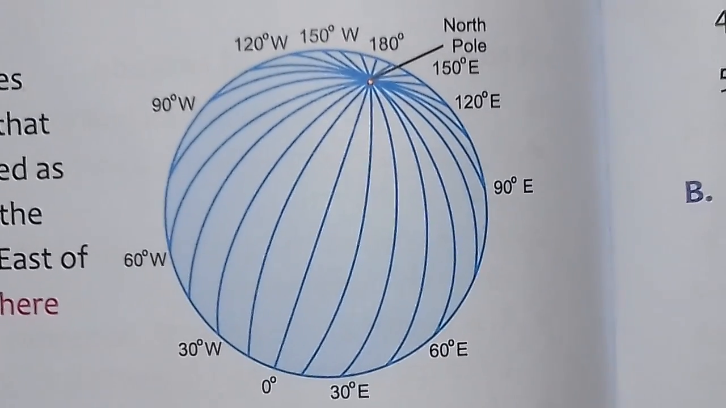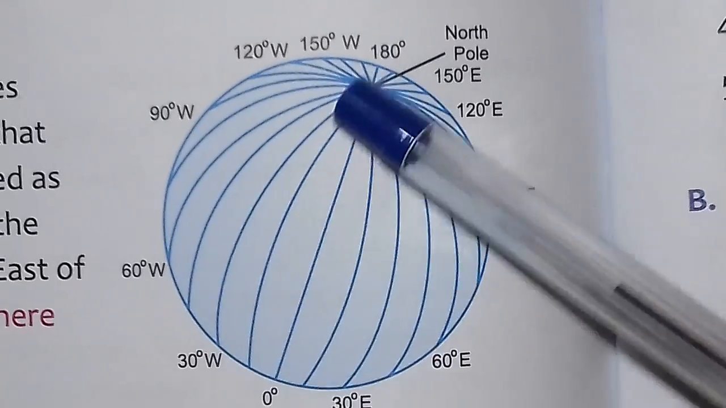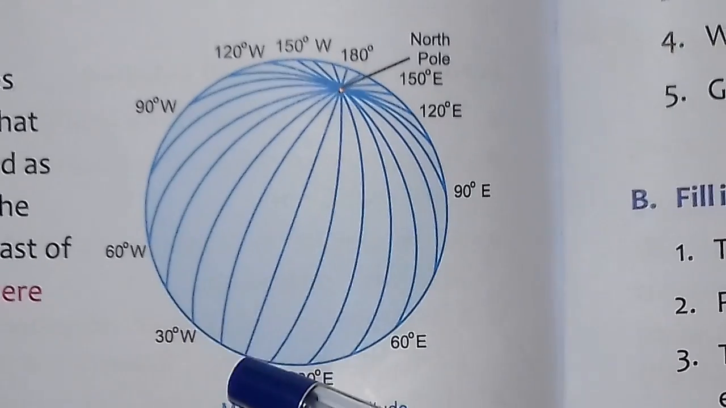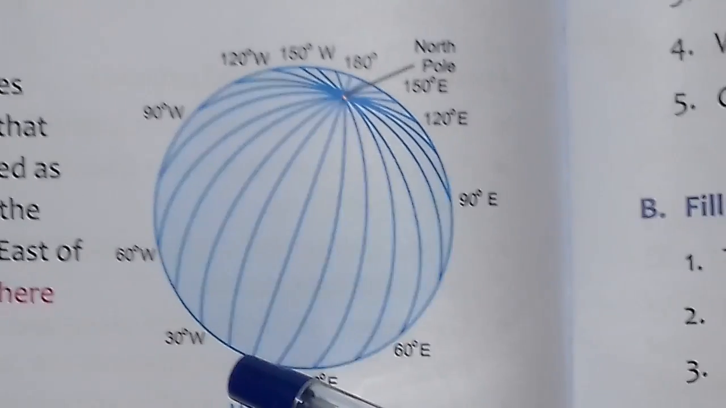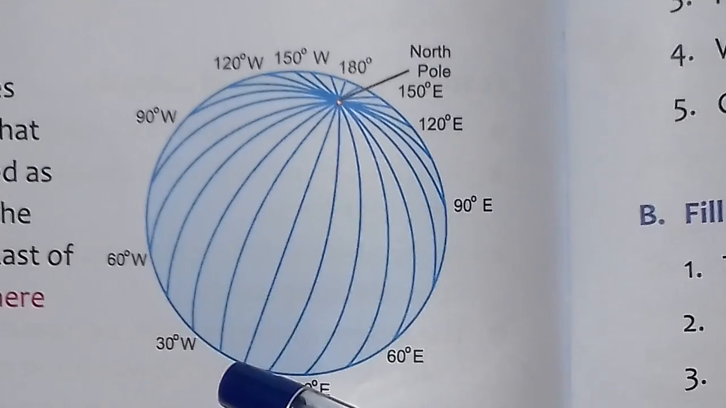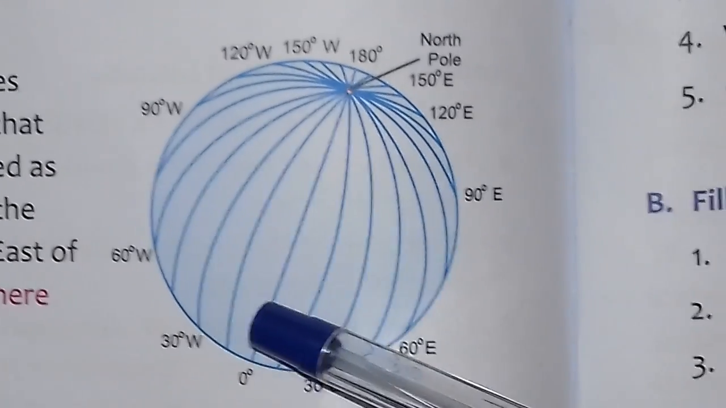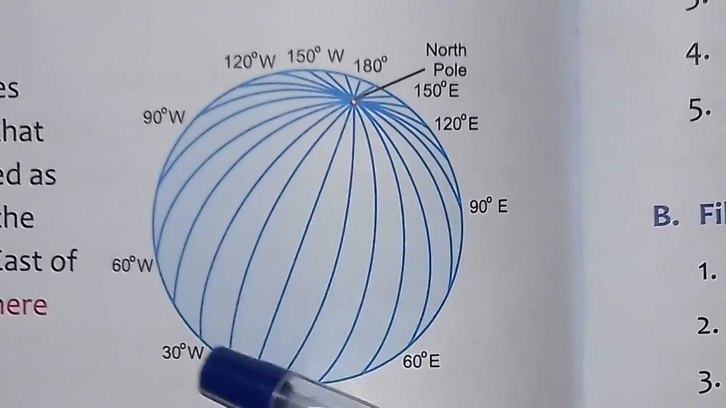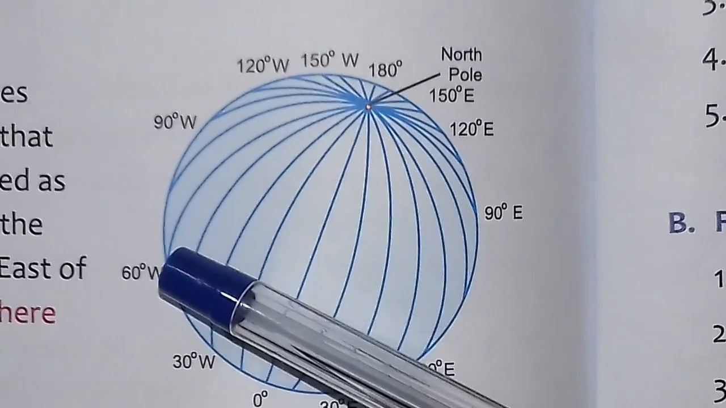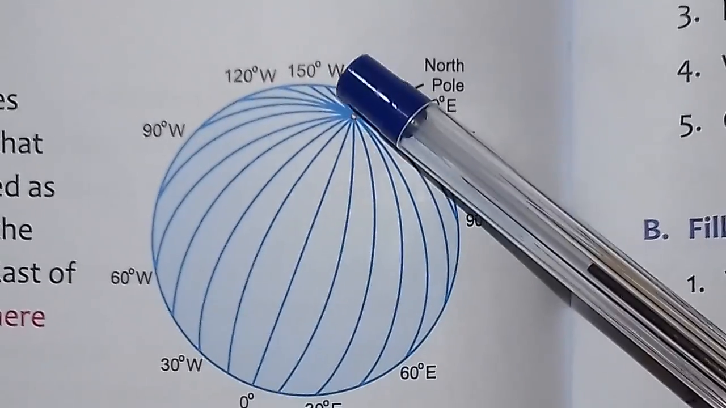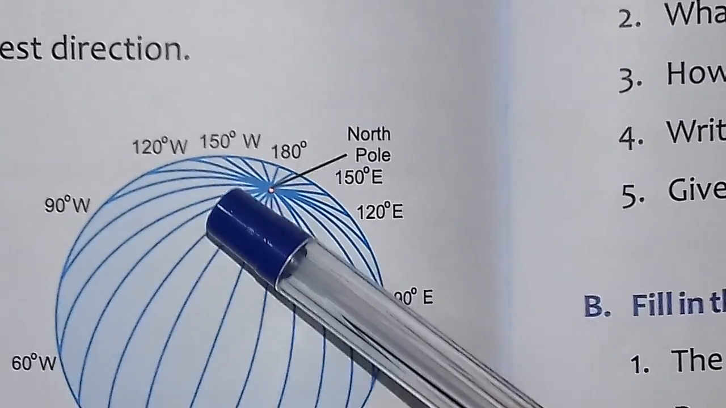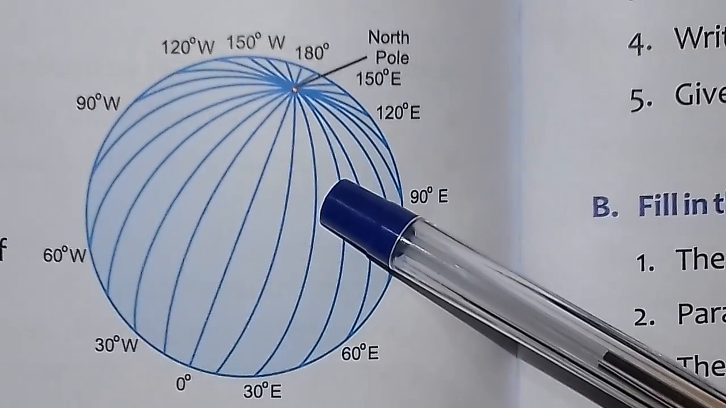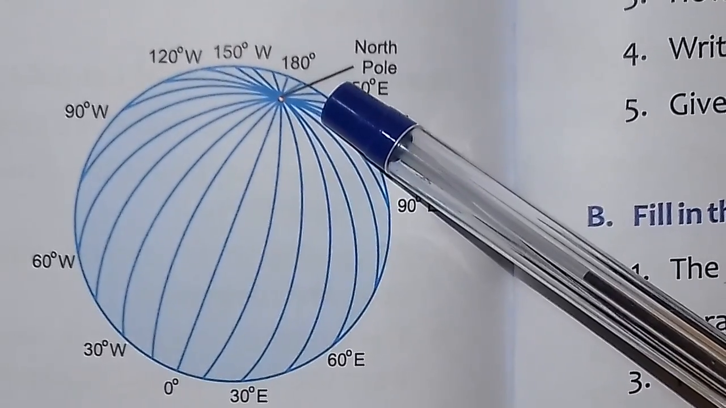Now all the other meridians are numbered from the prime meridian, from 0 degree. There are 180 meridians to its east, marked from 1, 2, 3 degree to 179 degree east. The 180 meridians to the west of the prime meridian are marked as 1 degree west to 179 degree west.